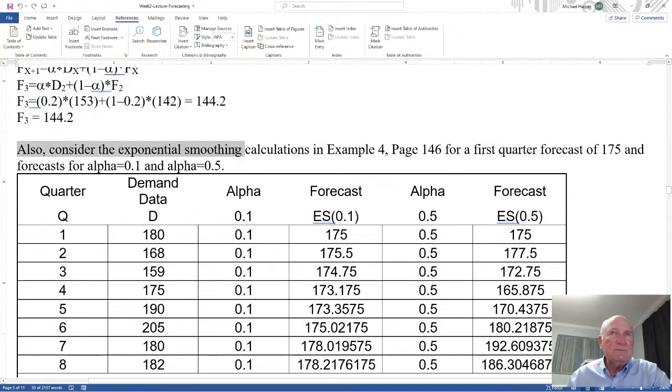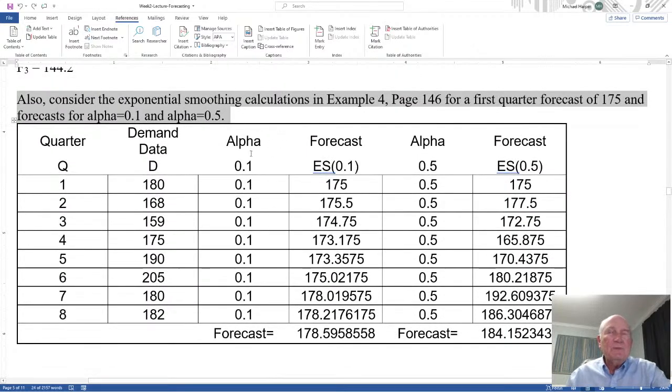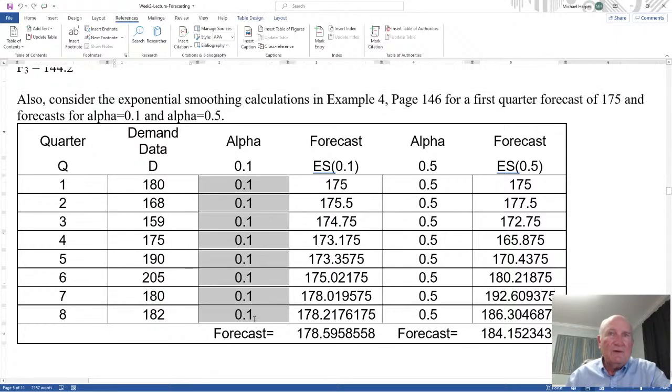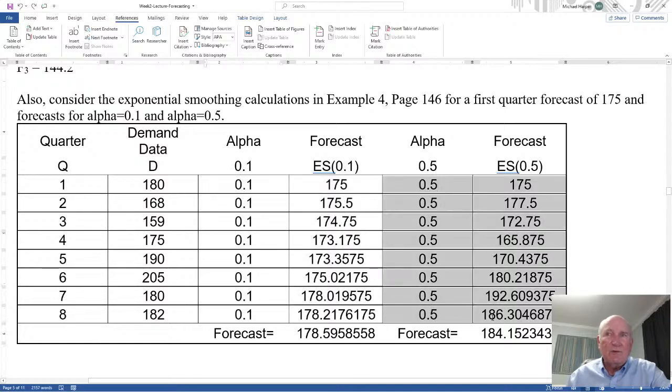Also consider the exponential smoothing calculation in example 4, page 146, for the first quarter forecast of 175 and alpha of 0.1 and 0.5. Now here's the example. Here's the time series. Here's alpha and there's a forecast. Here's alpha, there's a forecast. Now I can talk about this, but I think it might be much easier to show you how to calculate this in Excel. So now let's bring up Excel.